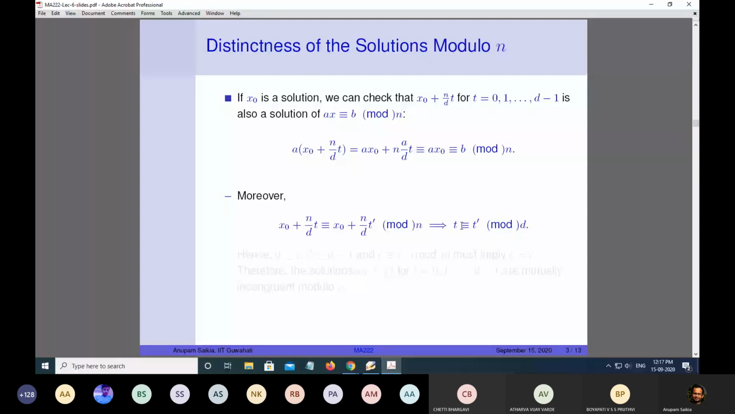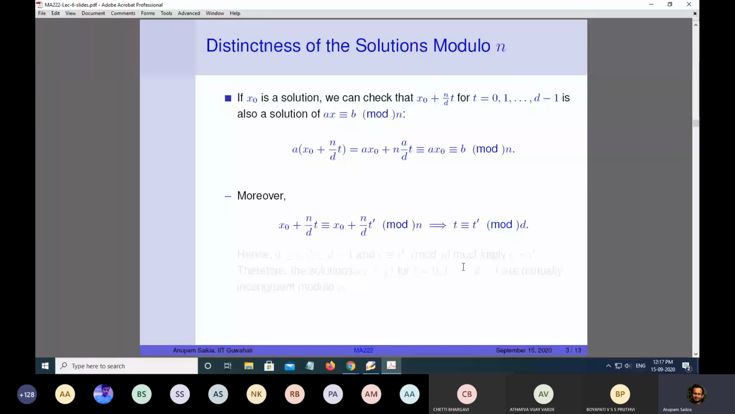Okay, it is our original equation: AB equal to AC mod n implies B congruent to C mod n by GCD of A and n. So here GCD of n and n by d is n by d. And so if I factor out n by d, I get d. So that means if these solutions are to be the same mod n, the only possibility is that t should be t dash mod d.